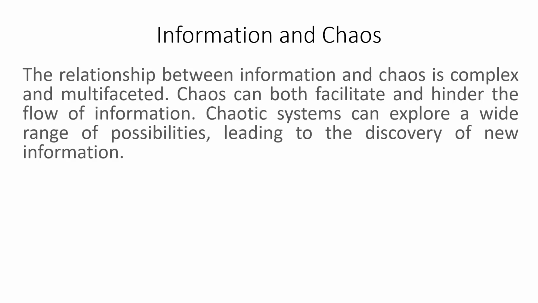Let us now discuss entropy and chaos, where we have seen that entropy and chaos are two closely related concepts that describe the behavior of complex systems. While they are distinct, they are often interlinked, and understanding their relationship can provide valuable insight. Also, chaos is closely linked with the concept of information. The relationship between information and chaos is complex and multifaceted.